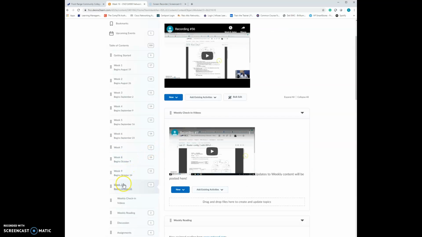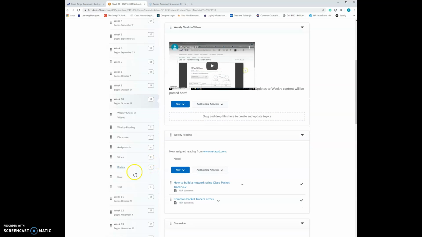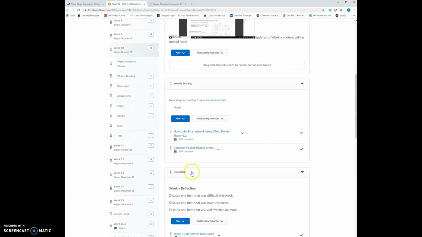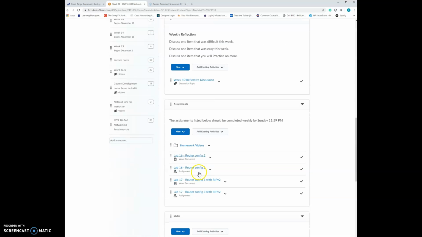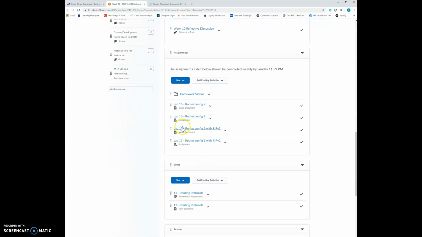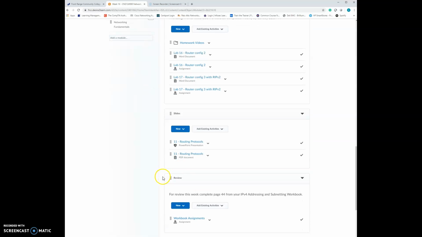the information from lab 16. So as you dig in there, it's going to be different IPs, different subnetting, and same with lab 17. Different IPs, different subnetting. So make sure you hop in there and get it right.